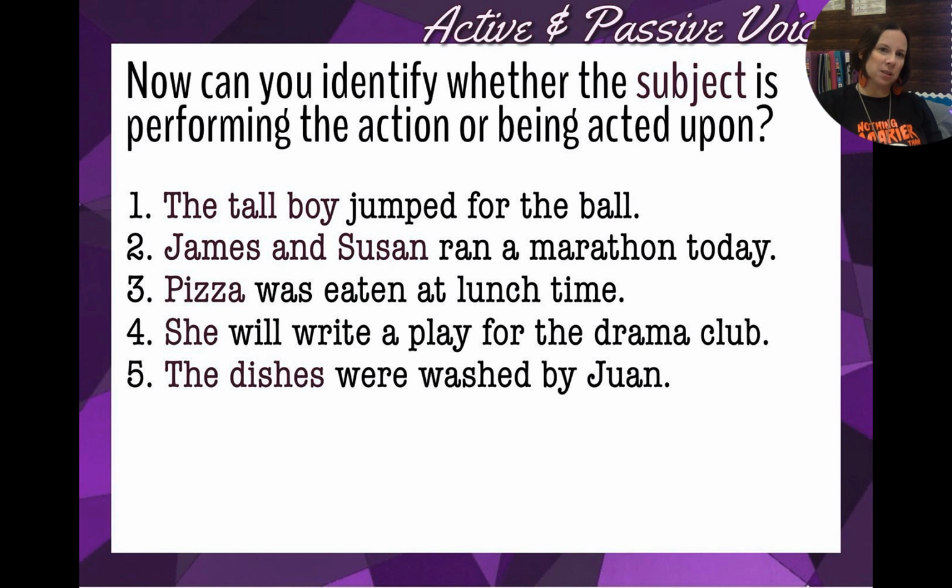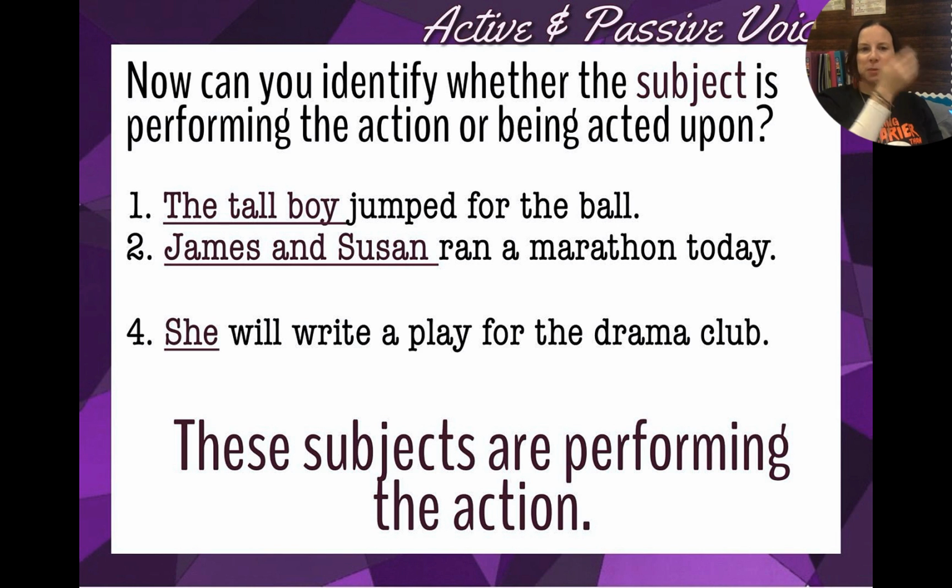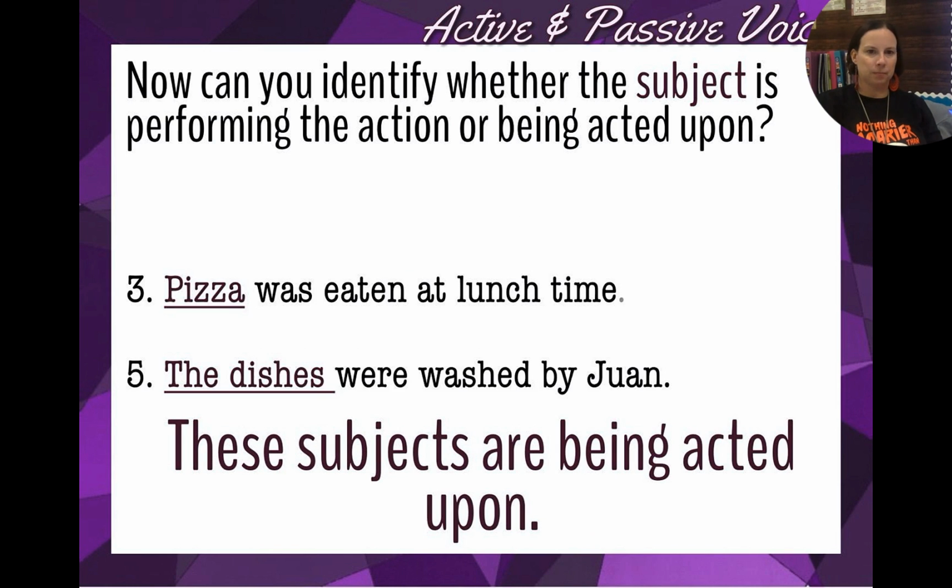Now identify whether the subject is performing the action or being acted upon. Tall boy jumped for the ball. James and Susan ran a marathon today. Pizza was eaten at home at lunchtime. She will write a play for the drama club. The dishes were washed by Juan. So here the subjects are performing the action. Okay? The subjects are doing what the verb says. In these, the subject is being acted upon. Pizza was eaten at lunchtime. The dishes were washed by Juan. Instead of Juan washed the dishes or I ate pizza at lunchtime.